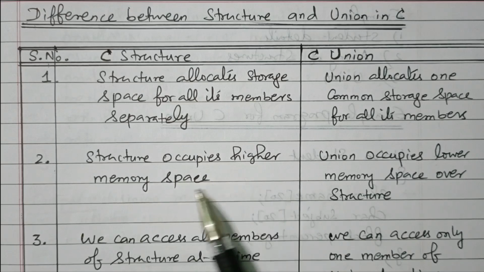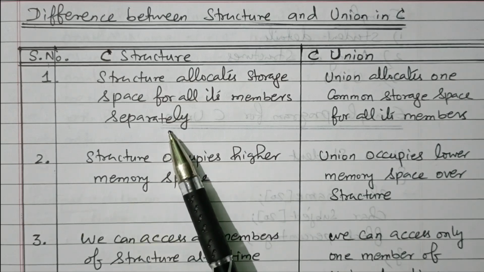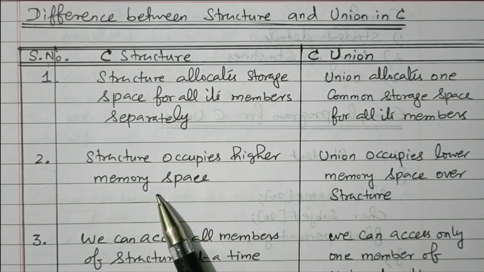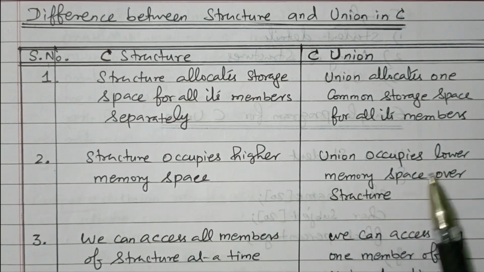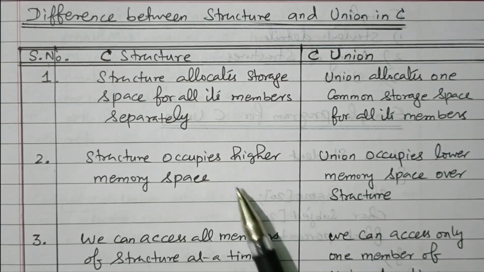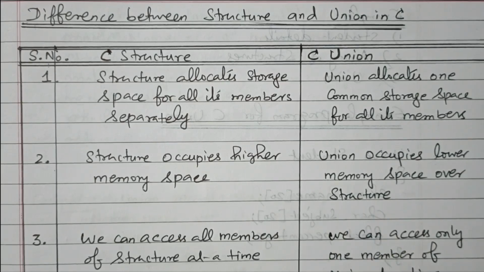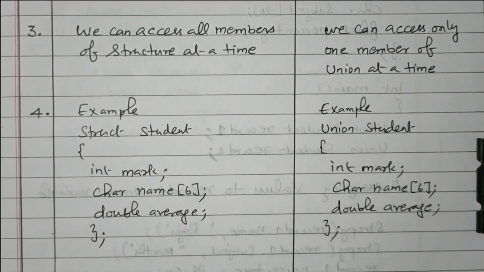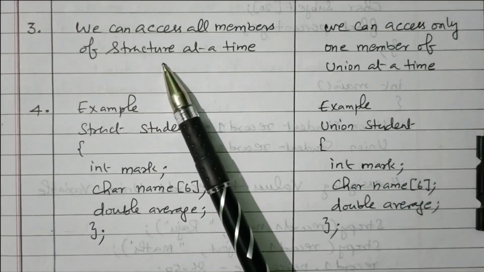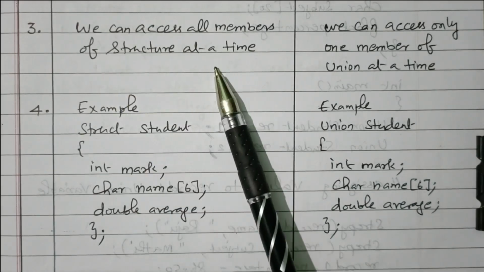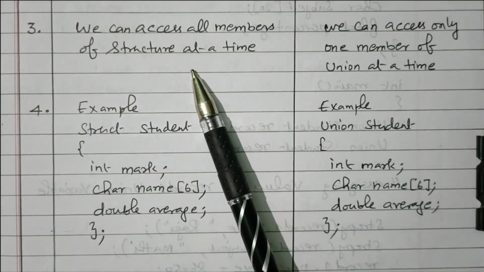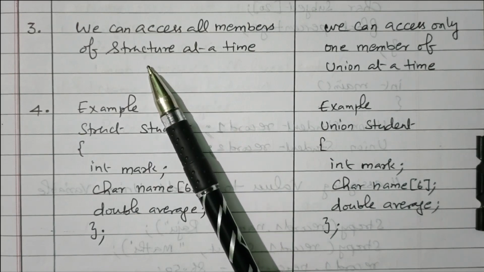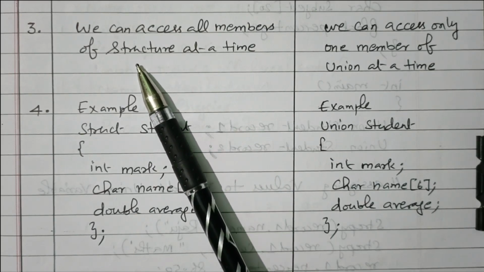Structure occupies higher memory space because it is allocated separately, so more space is occupied. Union occupies lower memory space compared to the structure. It will allocate only a lower amount of memory space. Then the third point: we can access all members of a structure at a time. The different memory locations are allocated, so whichever member we need, we can access it. It is stored in a different memory location.